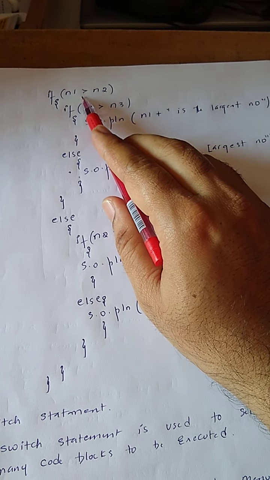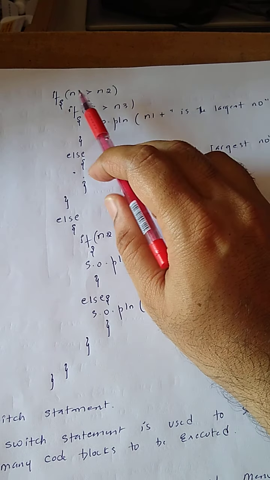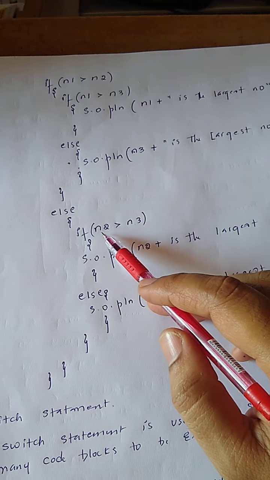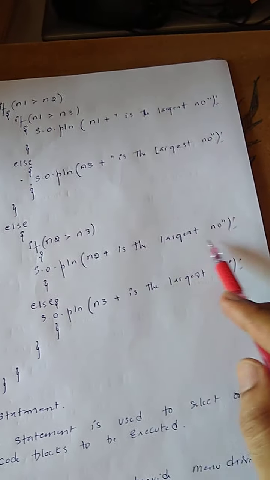Else, when it comes to the else part, if this condition is false, it means n1 is not greater than n2, or rather n2 is greater than n1. So it will directly come over here. Now I am going to check whether n2 is also greater than n3. If this is true, n2 is the largest number.